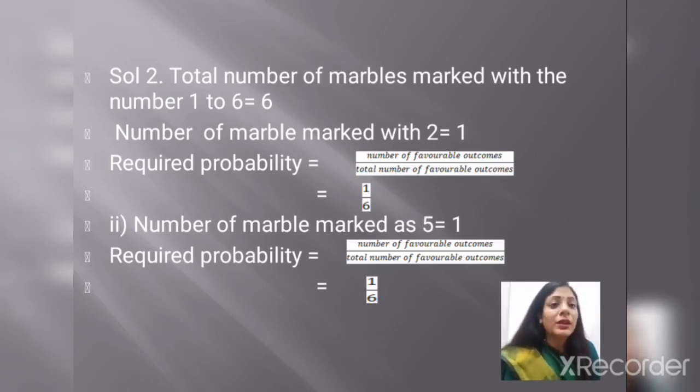Another one. The number of marbles marked as 5 is equal to 1. So what will be the required probability again? Number of favorable outcomes upon total number of outcomes. As you can see, how many balls are marked as 5? 1. And what is the total number of outcomes? That is 6. So the probability is again 1 by 6.